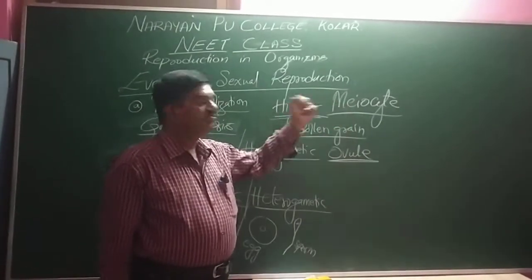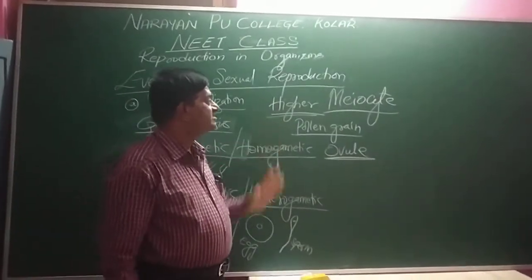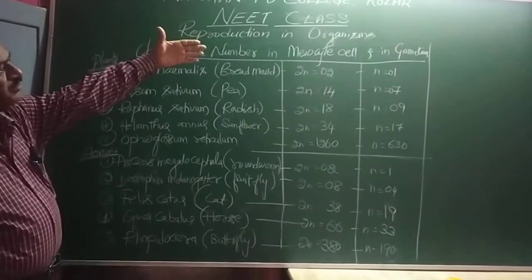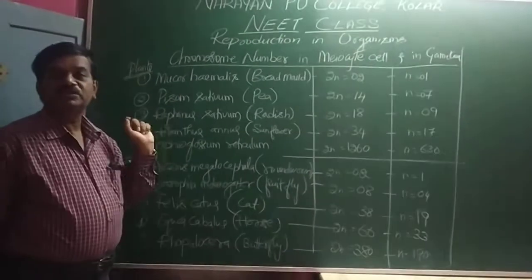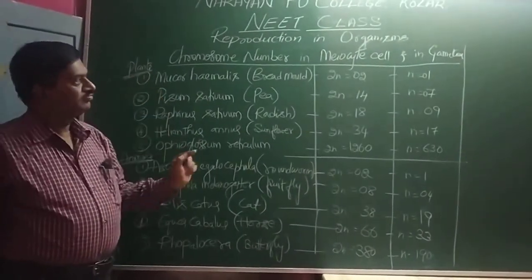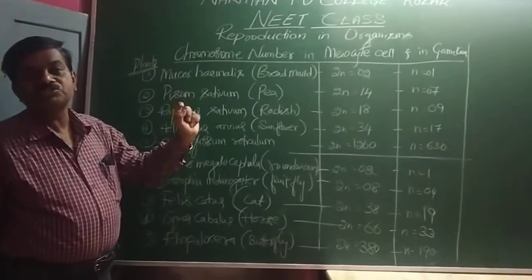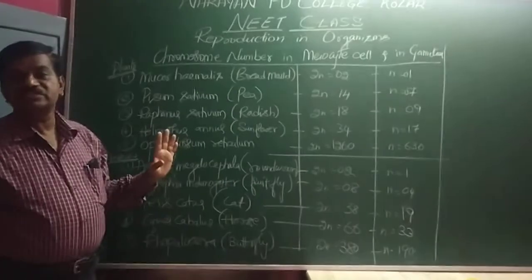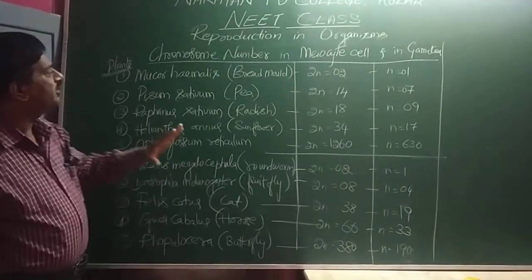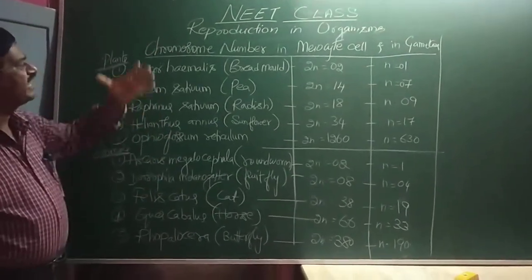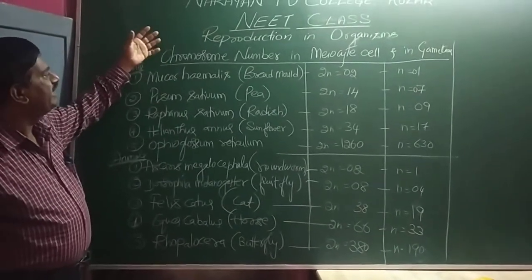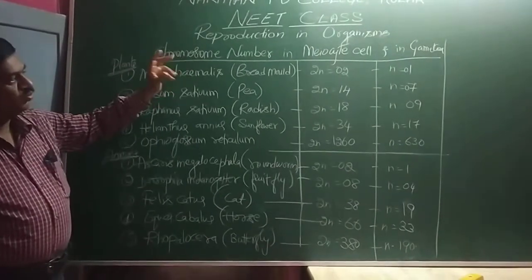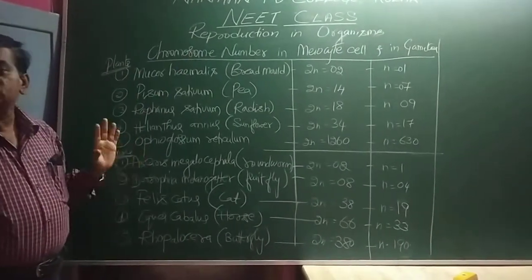We'll go for some examples of meiocyte cells. Meiocyte is nothing but the gamete mother cell. The gamete mother cell produces gametes. So the gametes are always haploid. Meiocyte cells are always diploid. I am giving you some examples of plants and animals which are most important for your NEET: the chromosome numbers in the meiocyte cell, and what they are in the gametes.